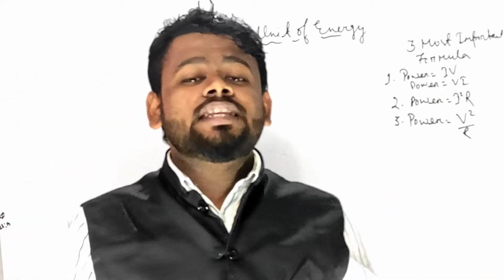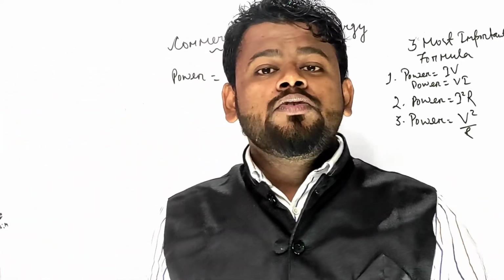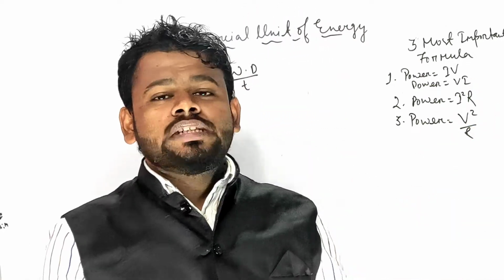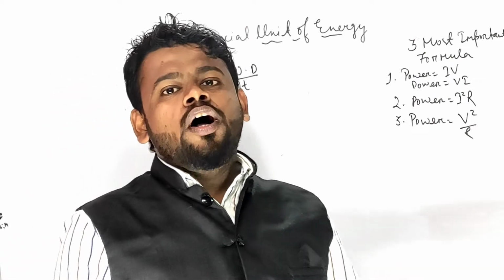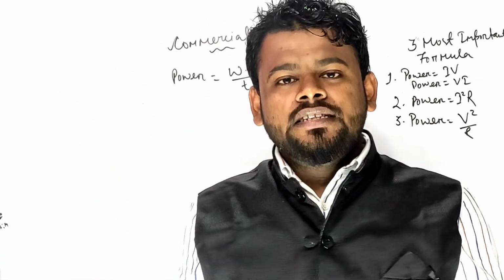That is what they give. They say 200 units, 250 units, 270 units. That unit is known as what? Electric bill. We can say that.